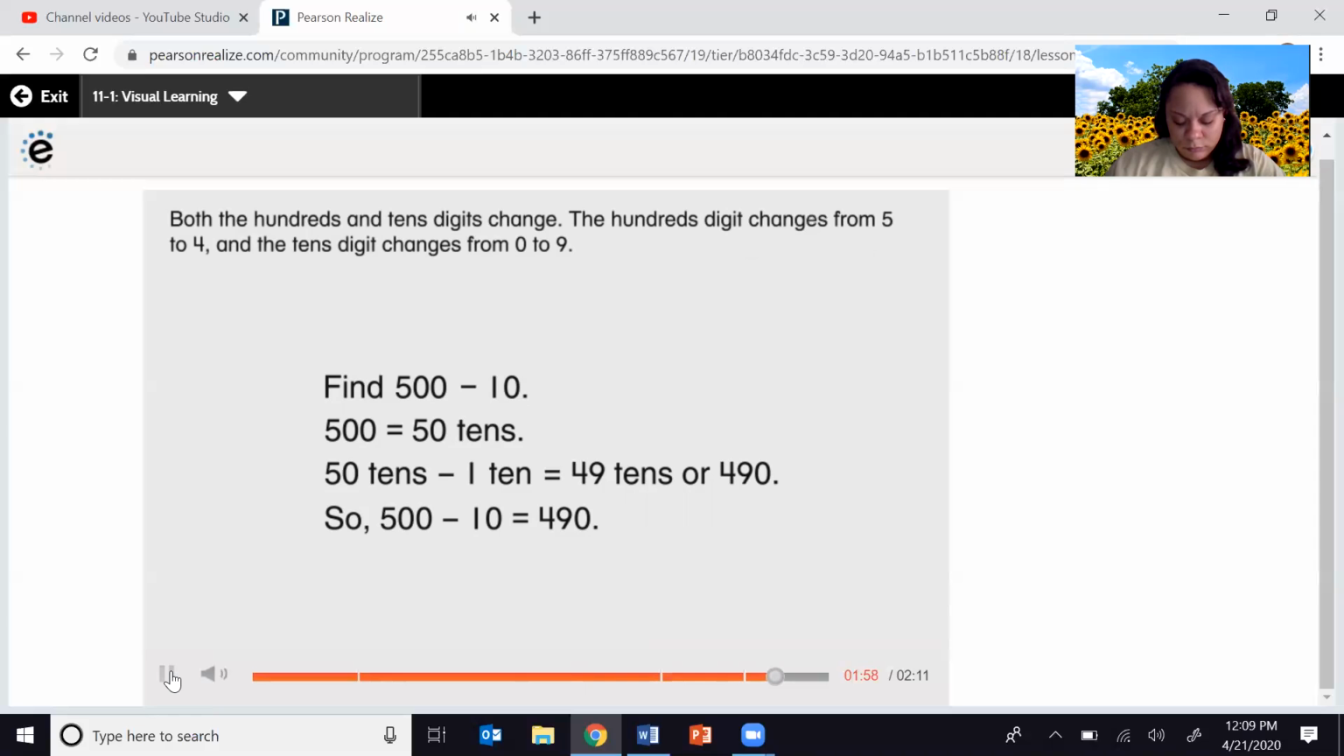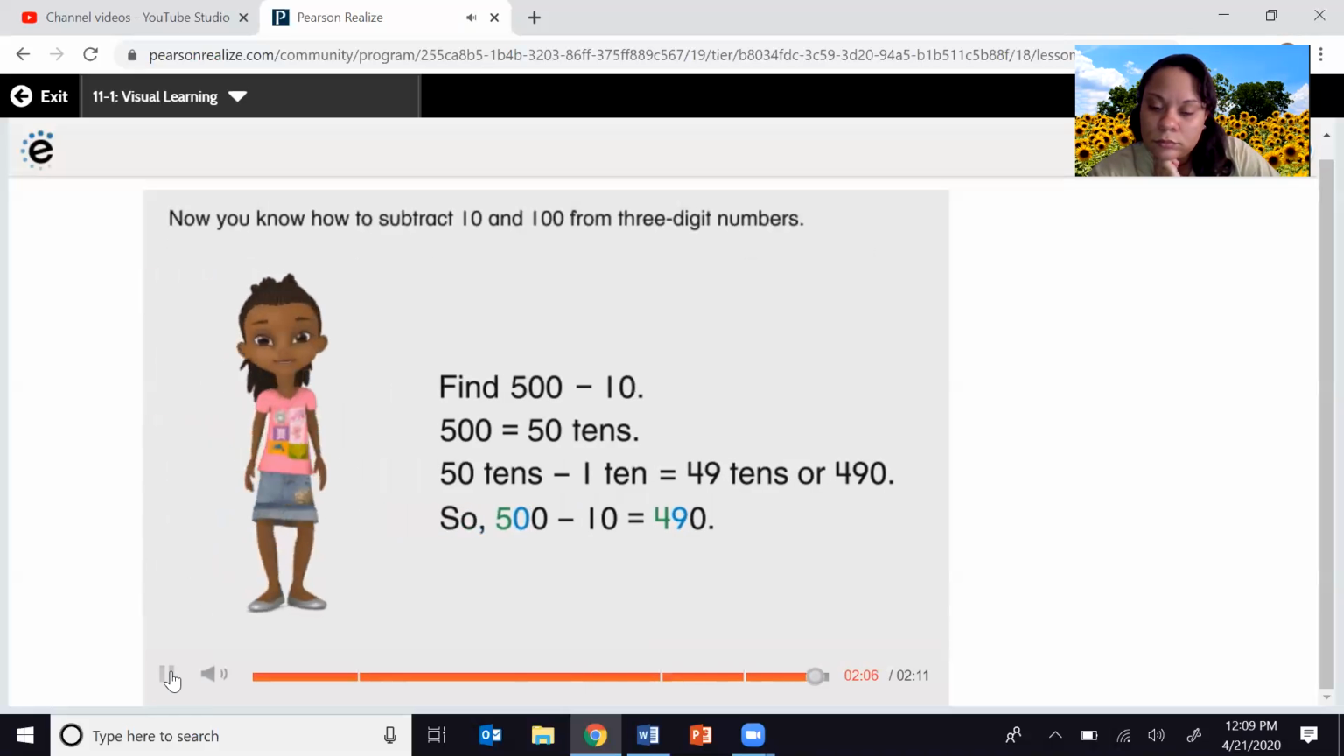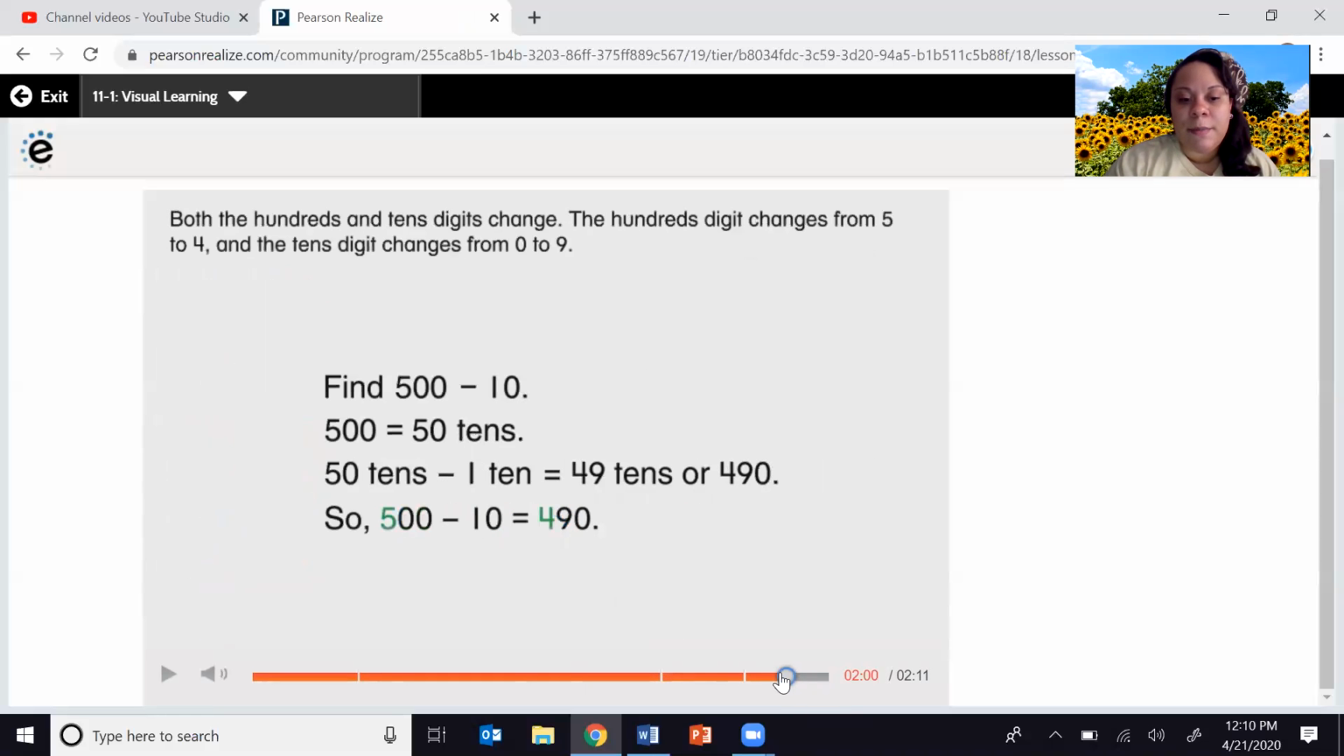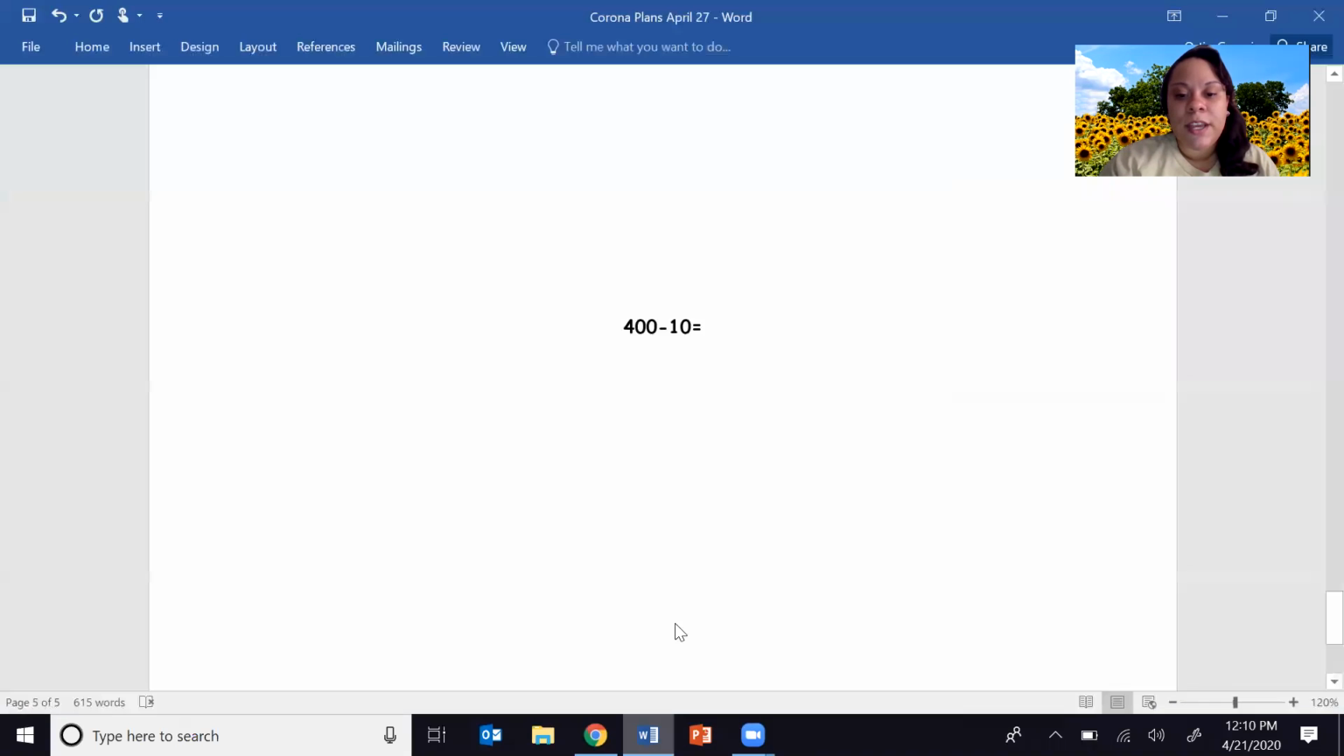The hundreds digit changes from 5 to 4, and the tens digit changes from 0 to 9. Subtract 10 and 100 from 3-digit numbers. All right, so that was a mouthful, but let's just remember that it's important. Let me stop it right here, okay? 500 is 50 tens. This is that special thing we need to remember. So let's go ahead and do an example together.